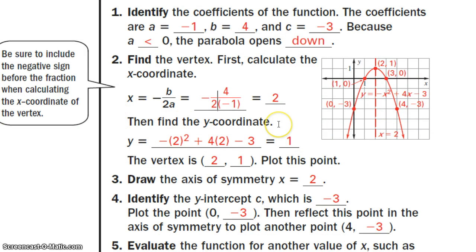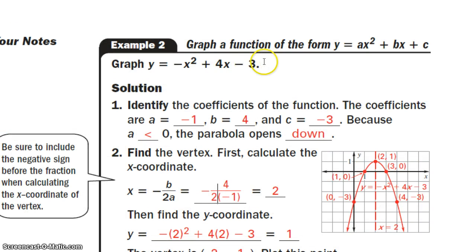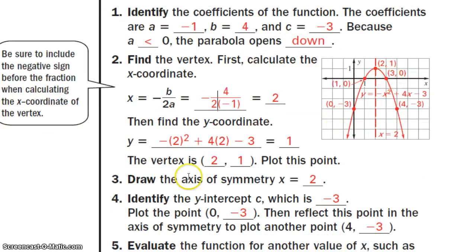Then to find the y coordinates, what are we going to put in? We are going to put in 2. This 2 right here, you plug it back into the original formula, right up here, plug it back in, and you get y equals negative times 2 squared plus 4 times 2 minus 3. 2 squared is 4, it's a negative. Then this will give you 8 minus 3, you get 1. So your vertex point is (2, 1).